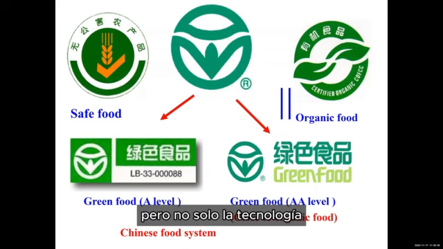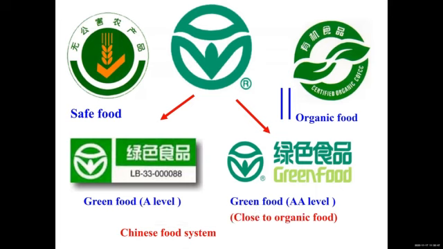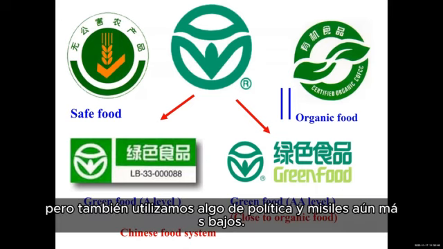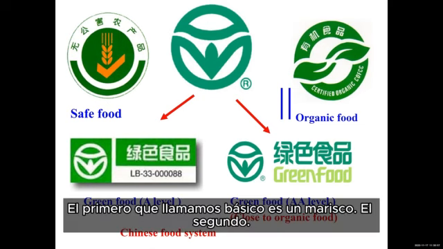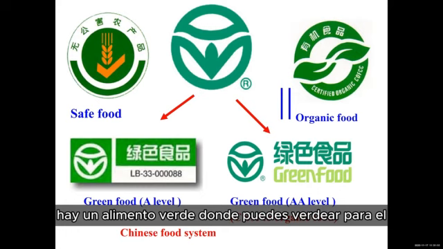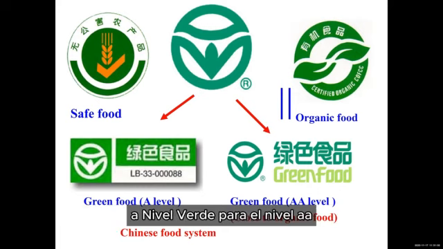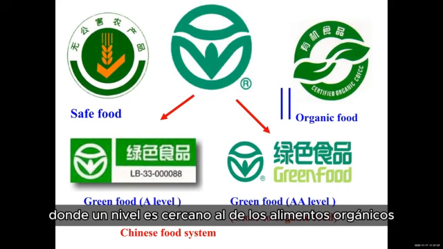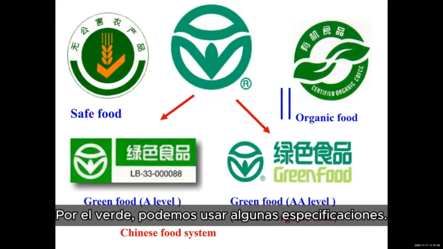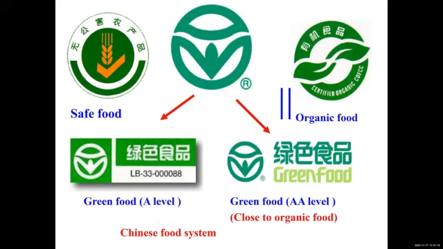But not only the technology, we also use some policy and even legal methods. In China, we have three kinds of food system. First, the basic one is safe food. Second is green food. We have green food A level, green food AA level. Green AA level is close to the organic food, but for green A level, we can use some specific fertilizer, some specific pesticide.